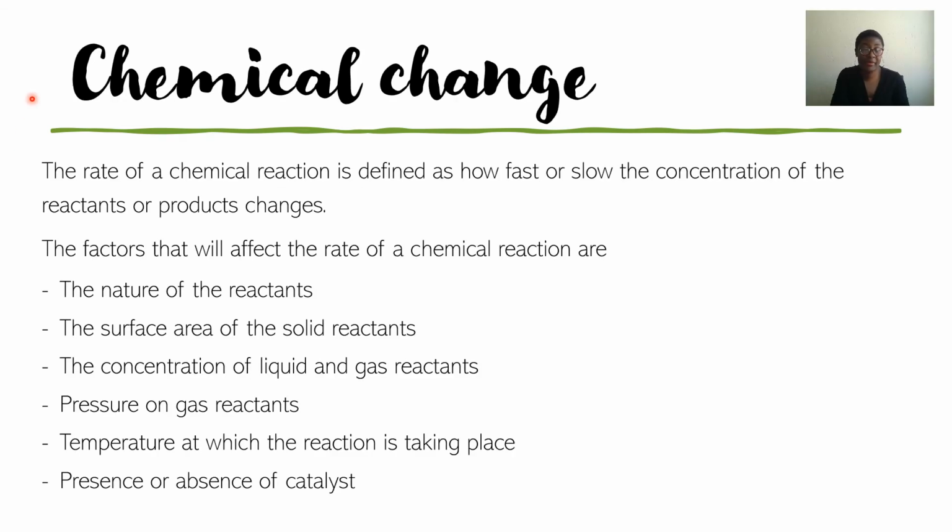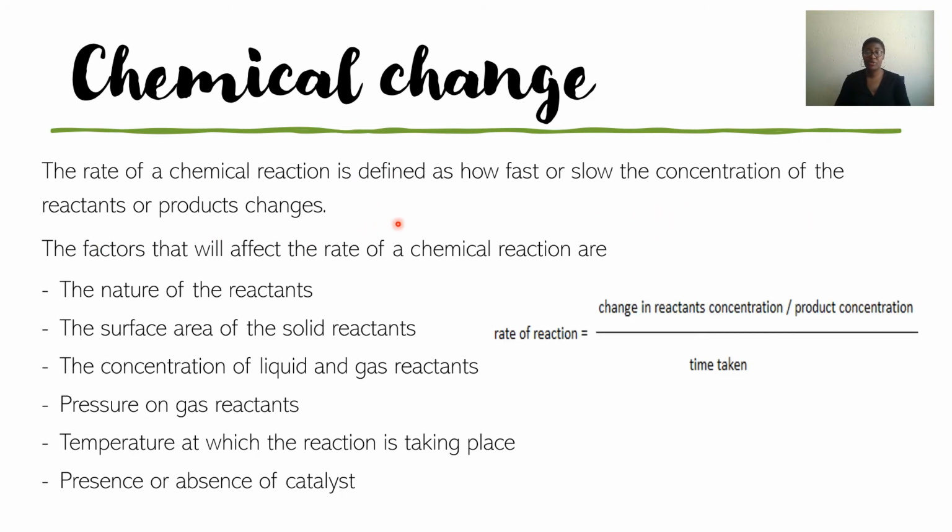Our last topic for term 2 is chemical change, and within this topic there are specific units that were discussed. You had your rate of chemical reactions, chemical equilibrium, acid and base reactions, okay, and the chloralkali industry. So what is a rate of chemical reaction? This is defined as how fast or how slow the concentration of the reactants or the products will change.